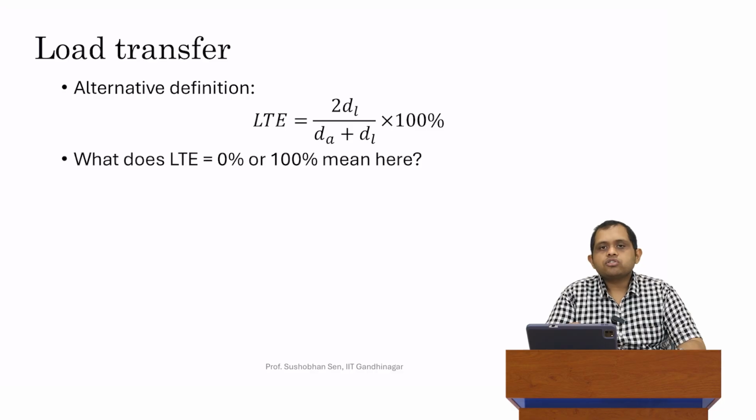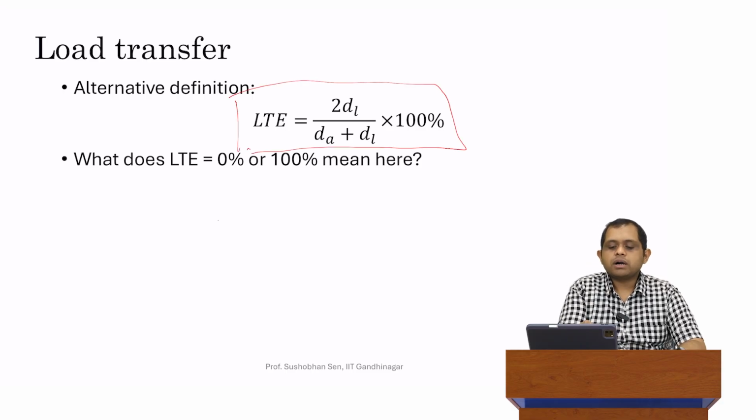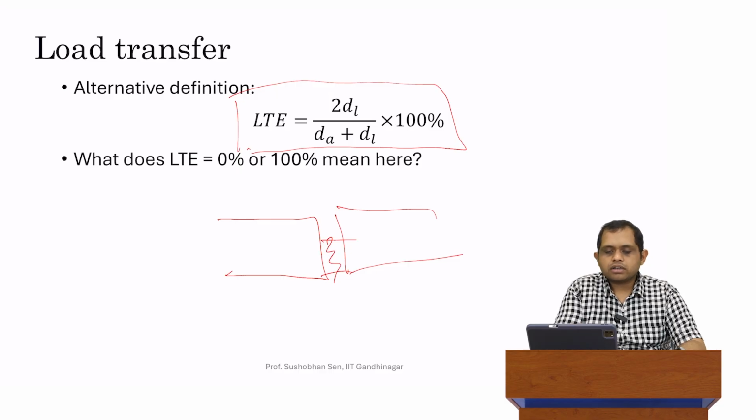As I mentioned, there is also an alternative definition, and it's sometimes useful depending on the application. And the formula I have over here is based on the deflection of the approach slab and the leaf slab. So if this is my approach slab, I've cut the joint and then I've got a socket up here and then I've got a little crack below that.